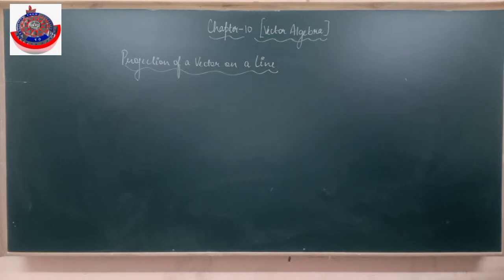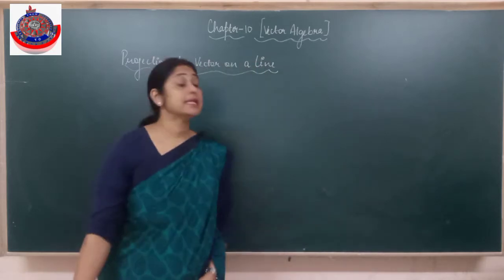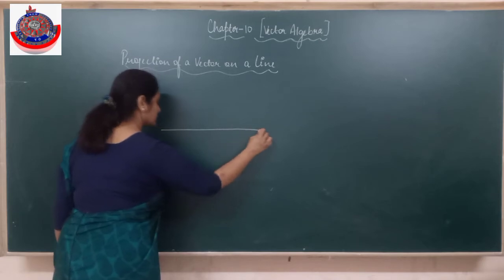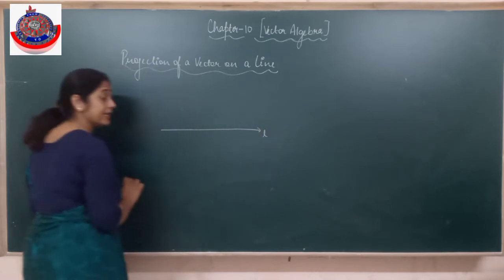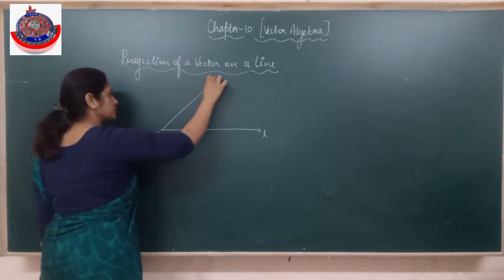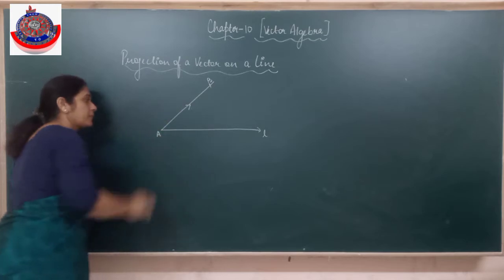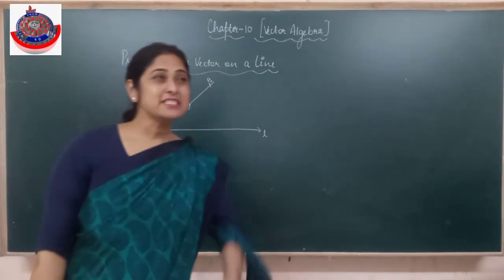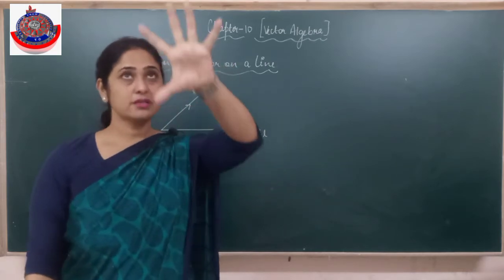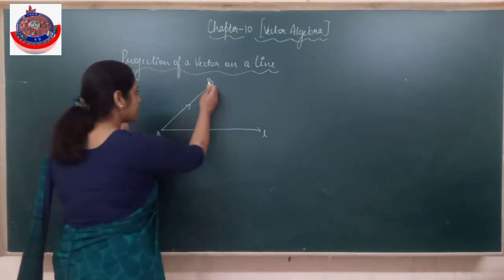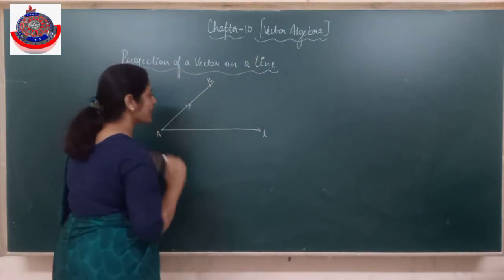Okay, next topic is projection of a vector on a line. Let's say I have a directed line L. This AB is a vector. I have to find out the projection. If I talk about projection, what is it? Suppose there's a projector on the screen, how much length it is covering. I have to find out its projection on this line.